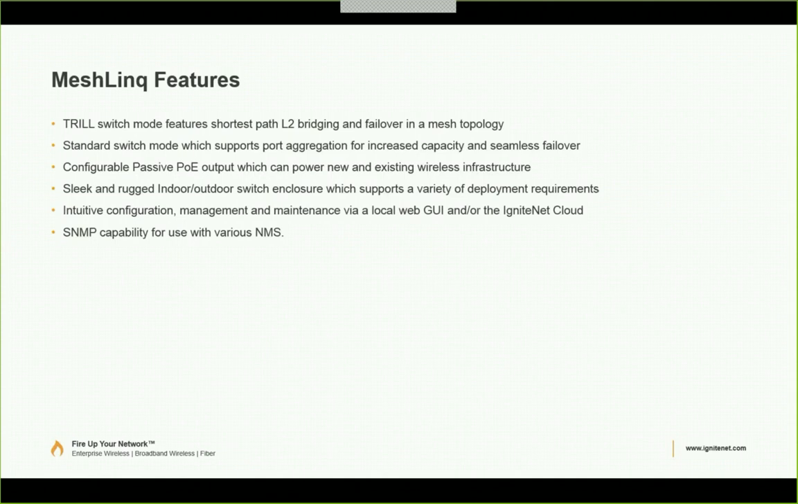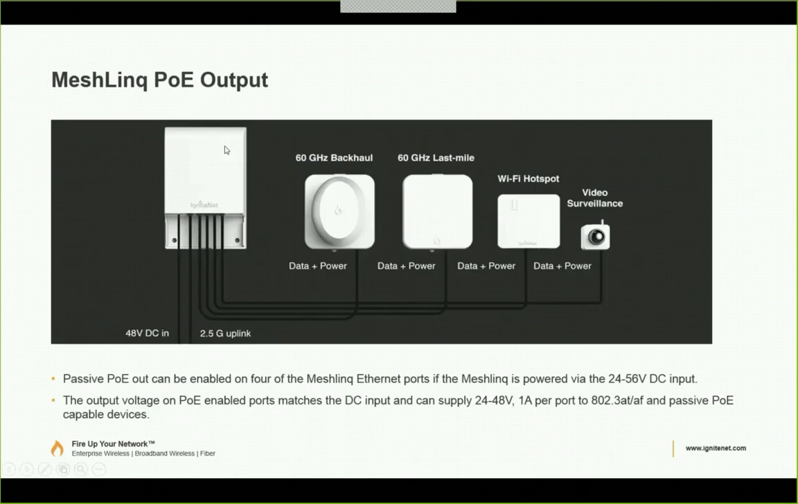Some of the other features of the MeshLinq switch is that it offers a standard switch mode with port aggregation, so you could use it for a seamless failover just between two links. It also has configurable passive PoE output, which can power MetroLinq devices, for example. It has an indoor-outdoor switch enclosure, so you could use it outdoors, which is what we'd expect most people to use it for. It has the same configuration management and maintenance that you would see with MetroLinq, and also the same SNMP capability.